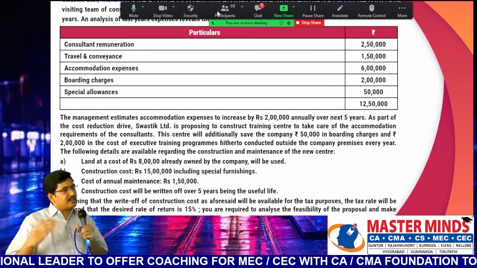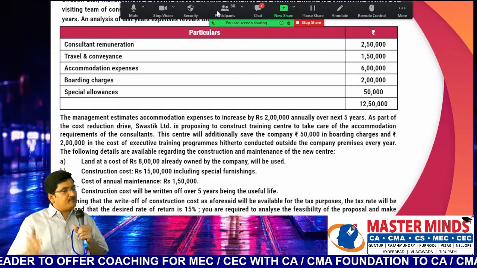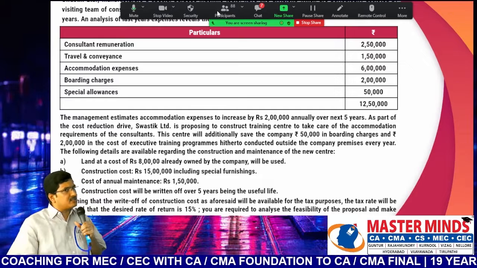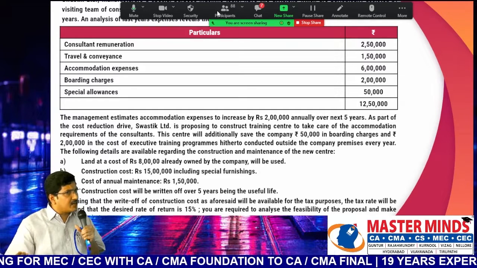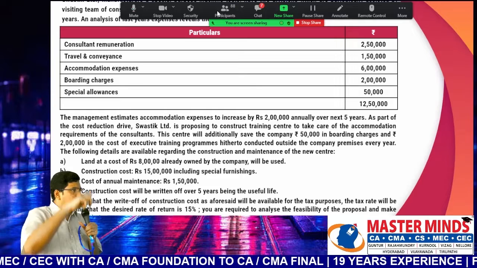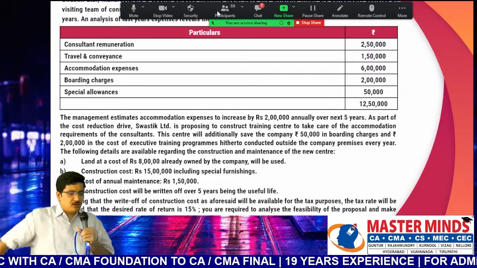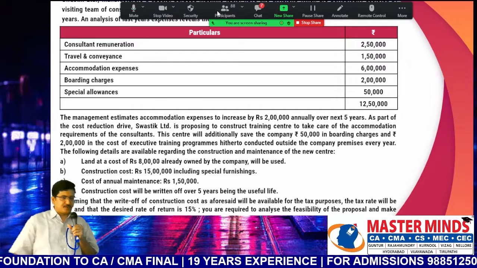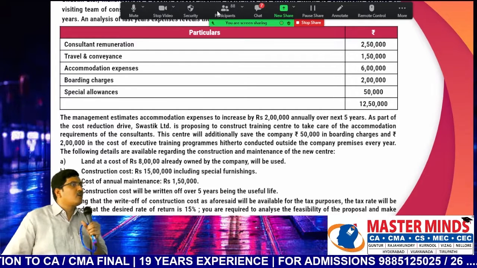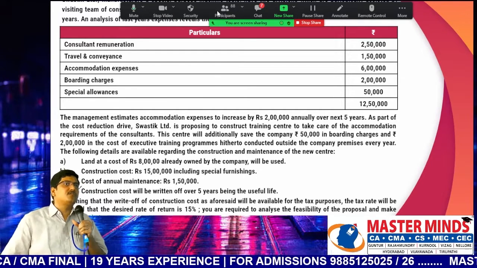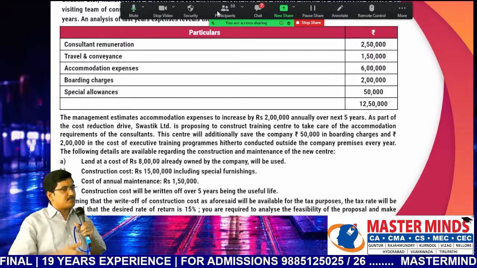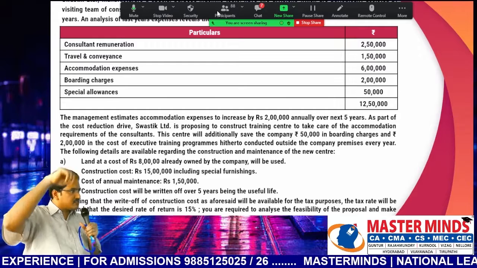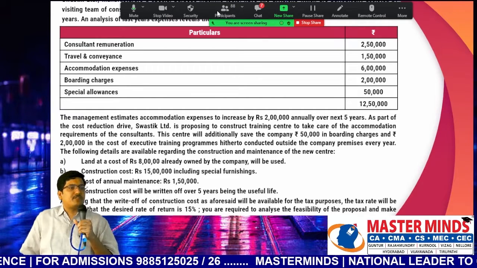So travel and conveyance, how much will be there if we don't construct this? 1.5 lakh. How much will be there if we construct this? 1.5 lakh. What is incremental? 0. The incremental amount is 0. So note it down. Travel and conveyance, nil. We're not going to get any benefit. Why nil? Common cost. The cost will remain the same whether we accept the project or we reject the project. That's why we are treating it as common cost. Hence it is 0.